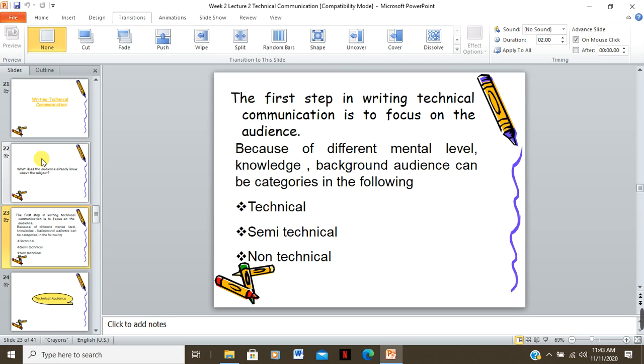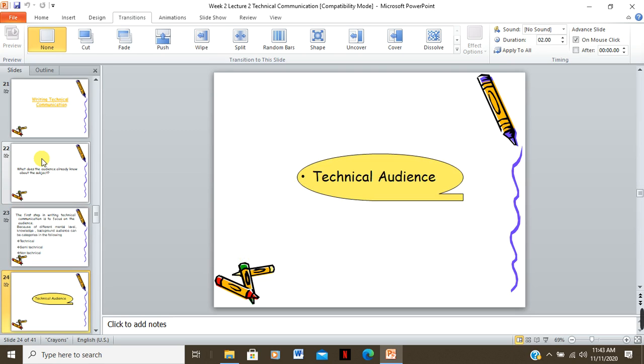So you have to analyze the needs. Need analysis is the first and foremost thing that you do before communicating. Technical audience.